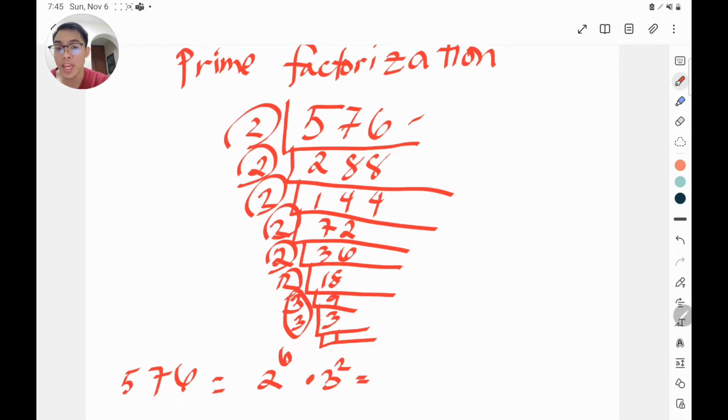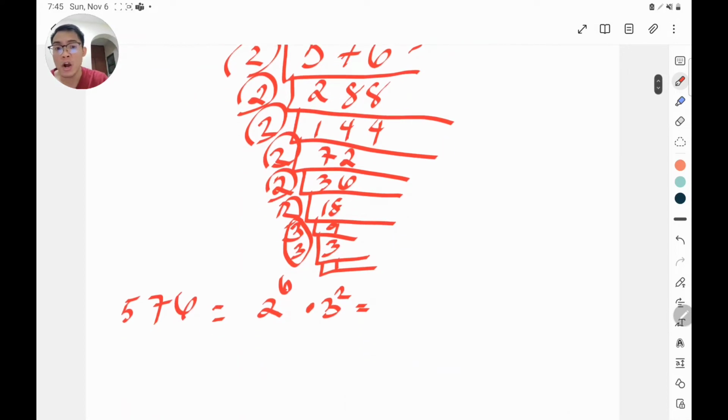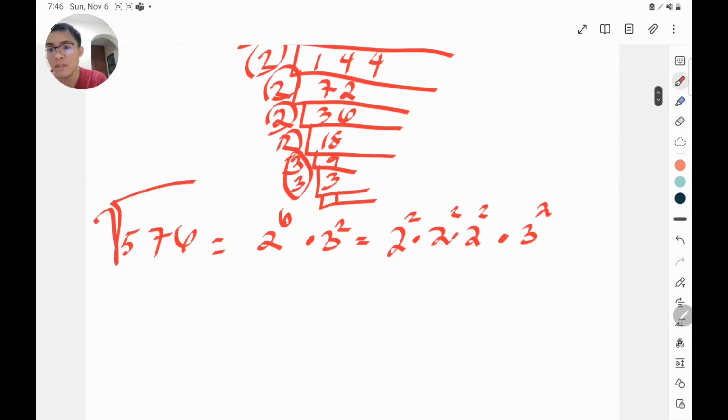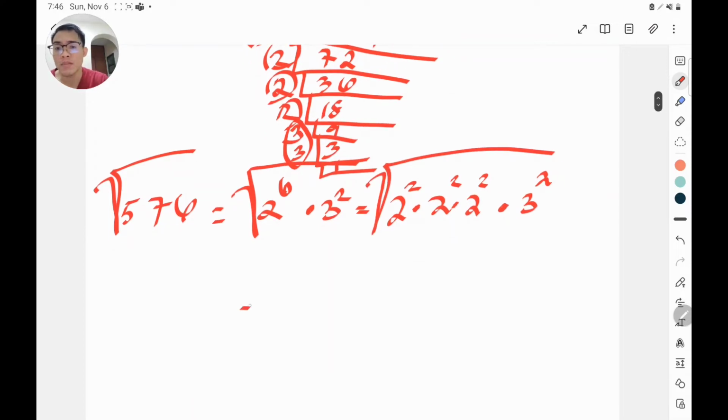So all we have to do is simplify 576 with all perfect squares. We both know that 2 to the power of 6 is the same as 2 to the power of 2 times 2 to the power of 2 times 2 to the power of 2, correct? That is 2 to the power of 6. And then we have 3 to the power of 2. Remember, all of them are under a square root. So we both know that 576 is the same as this, so we can take the square root of this.